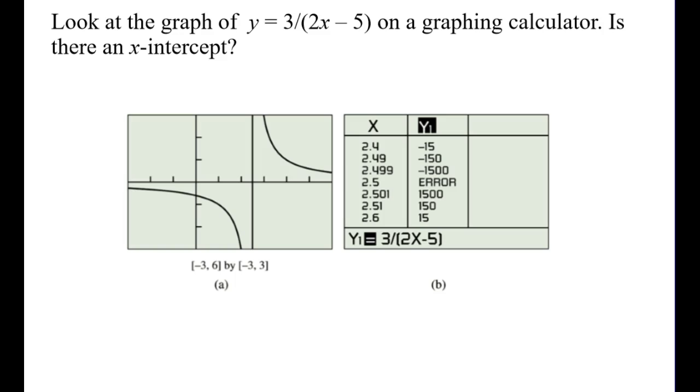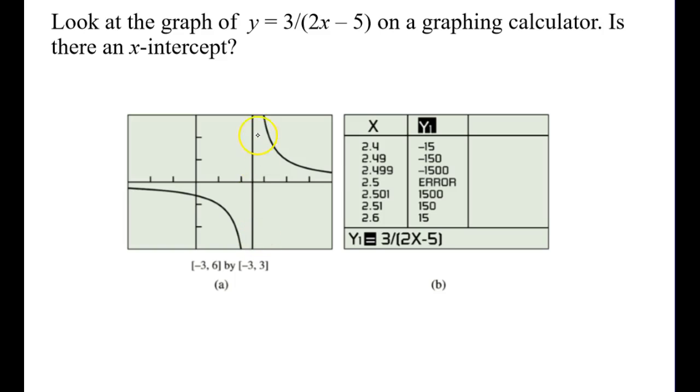The last thing we are going to discuss in this lesson is taking a look at some flaws with graphing calculators. In this example, we're going to look at the graph of y equals 3 divided by the quantity 2x minus 5 on a graphing calculator, and we want to determine whether or not there is an x-intercept. The problem you're going to run into is if you're using an older version of a TI-83 or a TI-84. If you're using newer versions, I think you'll be alright. If we look at the screen on the left side here, this would be the graph of the equation. If you type this in, this is similar to what you would see.